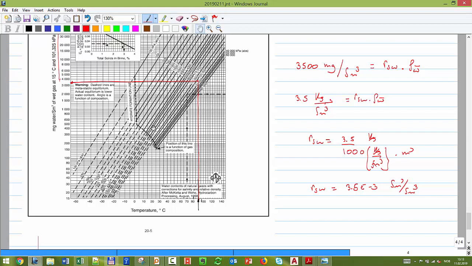Okay, simply what I have done, I changed this number to kilogram to have it in the same units as the density. Then I divide by the density, I cancel kilogram, and I end up with this volume ratio, 3.5 e to the minus 3.